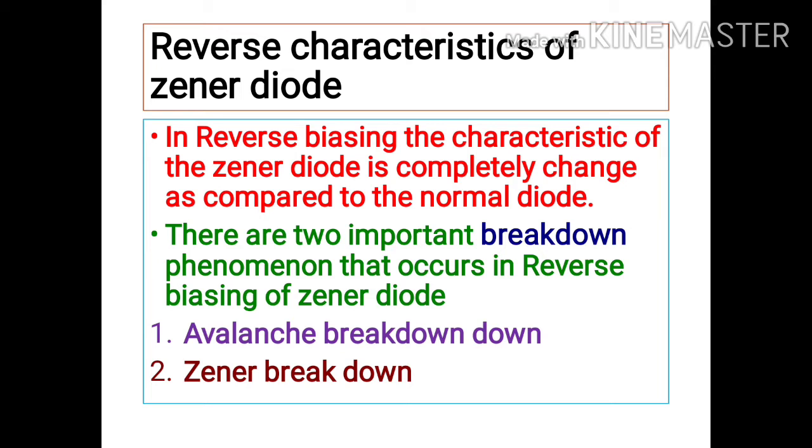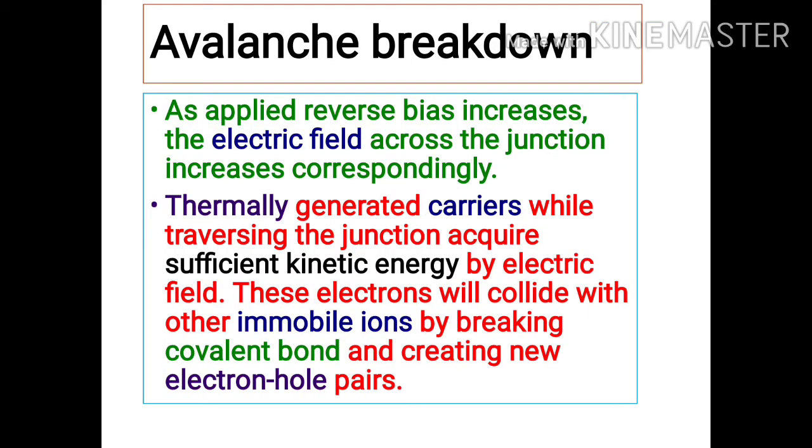In case of reverse biasing, the characteristic of the Zener diode is completely changed as compared to the normal diode. In reverse biasing, the Zener diode is going to behave in a different way from the normal diode. It means the characteristic of the reverse biased Zener diode will be completely changed. There are two important phenomena that occur in the reverse biased Zener diode. The first one is the avalanche breakdown that occurs due to the reverse biasing, and the second one is the Zener breakdown. So we will study one by one.